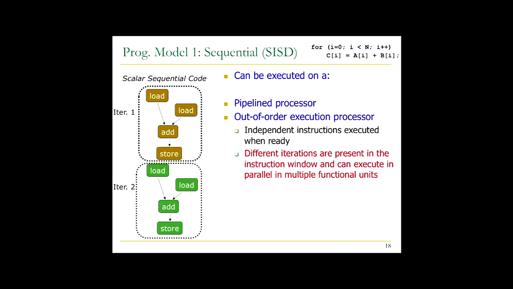And basically, how good an out-of-order processor will be on this code depends on how long your latencies are. Because if your latencies are only one, an out-of-order processor doesn't buy you much performance, actually any performance, in this code.